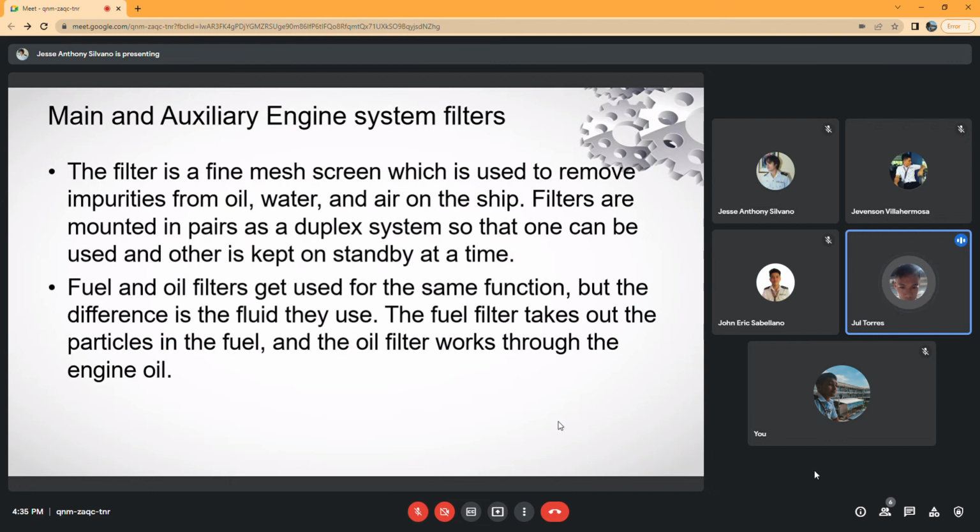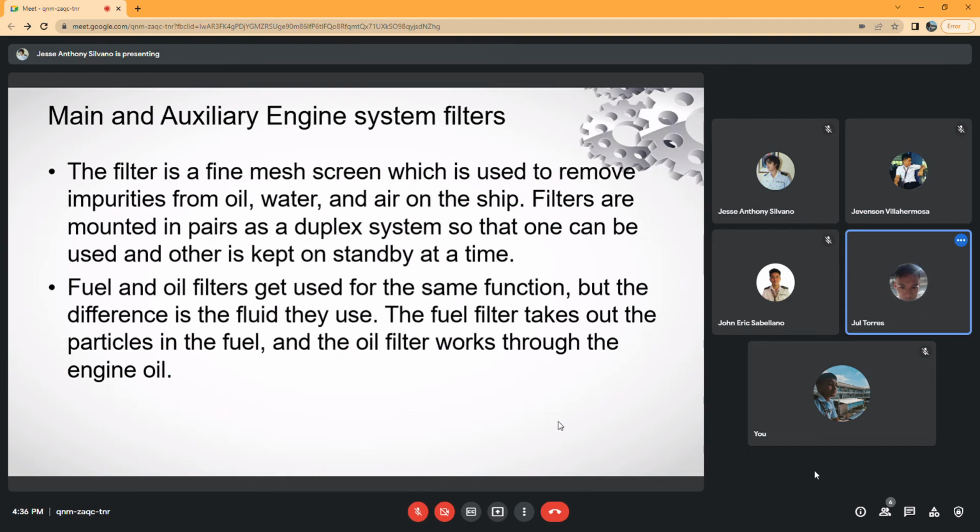Fuel and oil filters are used for the same function, but the difference is the fluid they use. The fuel filter takes out the particles in the fuel, and the oil filter works through the engine oil. So a filter is a machinery on board that removes the impurities of oil, water, and air on the ship.